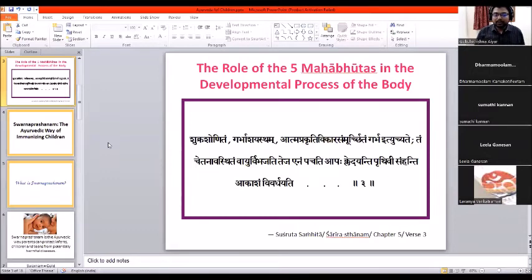Even after the birth, this is there till the end of life. The function of the 5 Mahabhutas, which the Acharya has explained here, doesn't take place only in the intrauterine life alone. It takes place even after birth, during childhood, the teenage or adolescent years, adulthood, and even in old age. These functions of the five Mahabhutas keep taking place constantly.